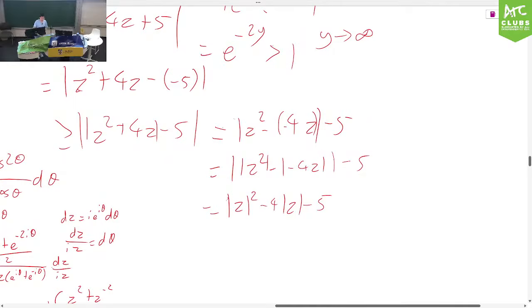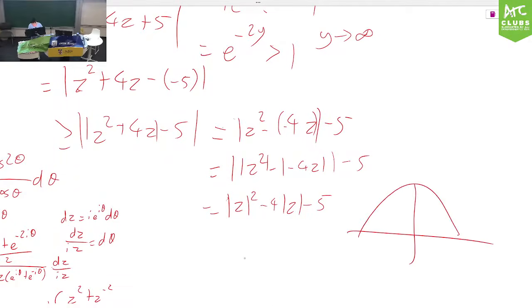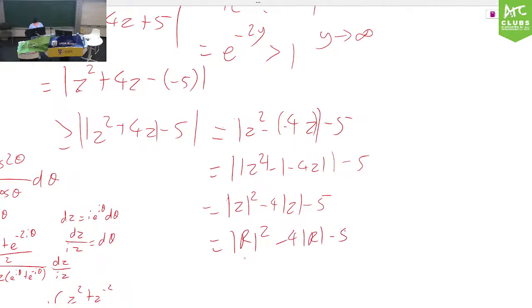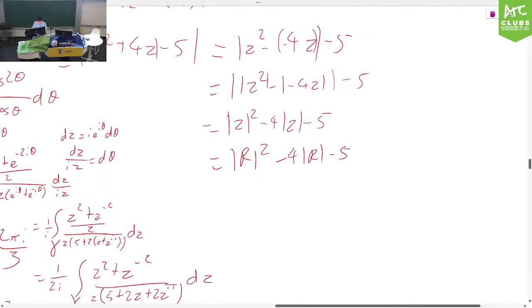But then remember that this is on the circle, so z is any arbitrary point on this semicircle. The modulus is actually just r, because remember this is the radius of the circle essentially. So we're actually just saying r squared minus 4r minus 5. Technically the absolute value of z is r, but I kind of forgot to say that. So we just say this.